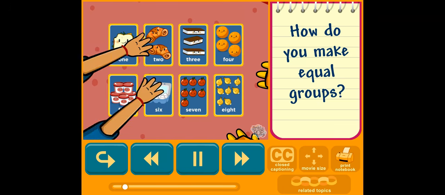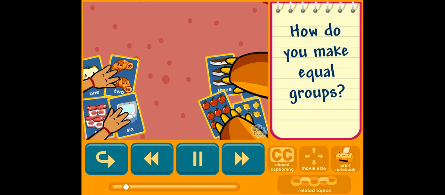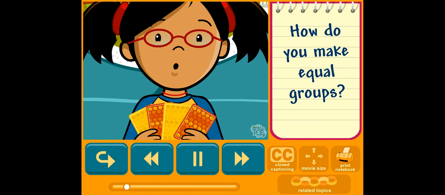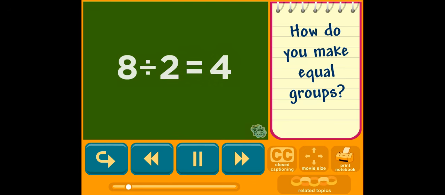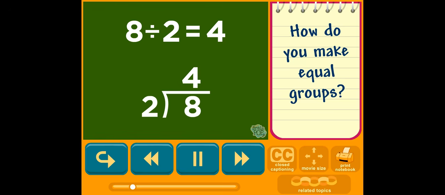Divide the cards into 2 equal groups. We each get 4 cards. You can also write a division sentence to solve. 8 divided by 2 is equal to 4. You can also write it another way.